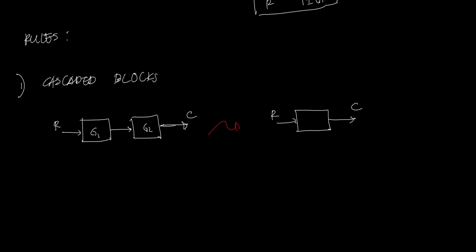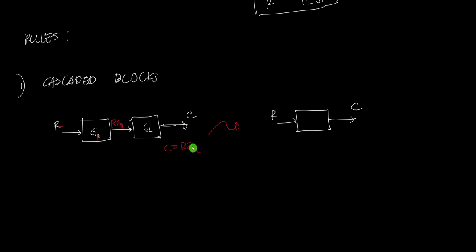So here, we need to solve for what is the signal here? It will be R times G2. Then if I solve for C here, C will be just equal to the input, R times G2 times the transfer function. So this is G1.